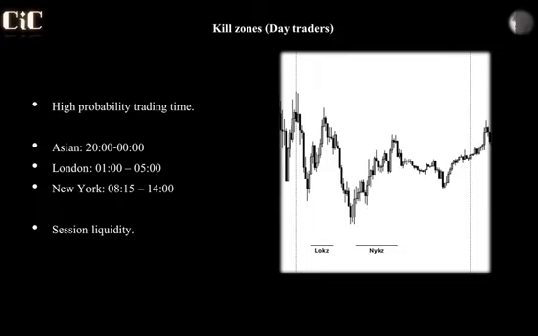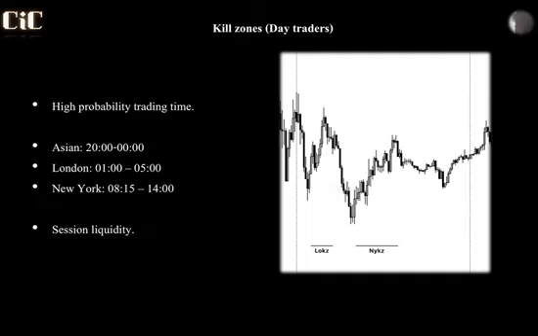Whenever I say a time, whenever I'm trying to tell you something on the chart, the time that unifies all of us is New York local time. Right? That's the time which matters to the algorithm. So Asian, 8 p.m. to midnight. London, you have 1 a.m. to 5 a.m. New York, 8:15 to 2 o'clock.